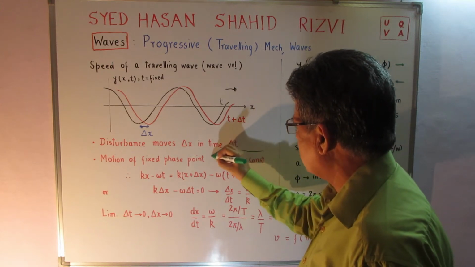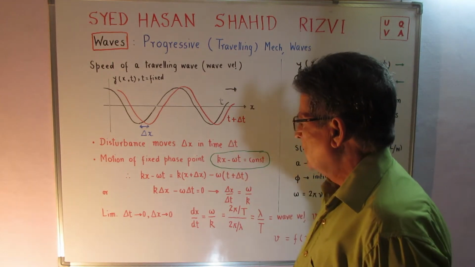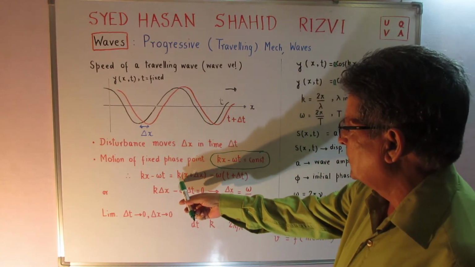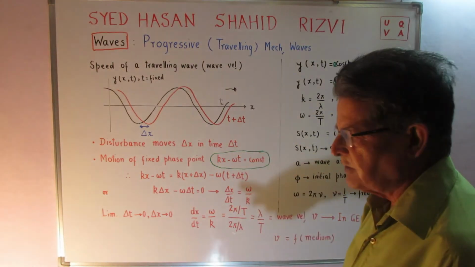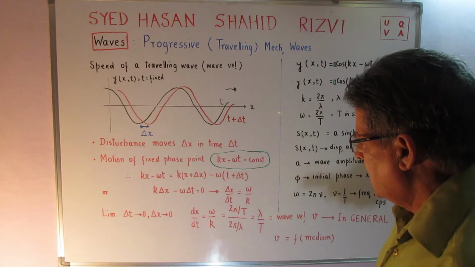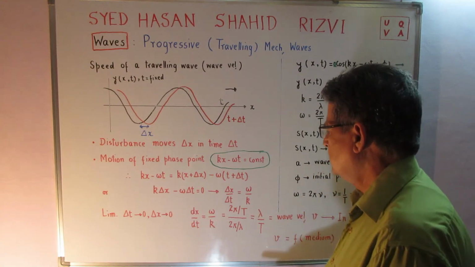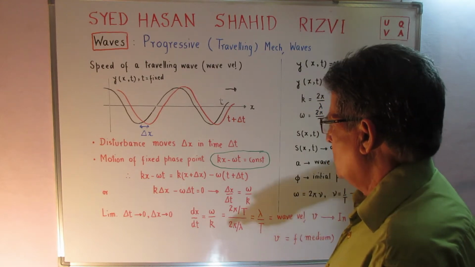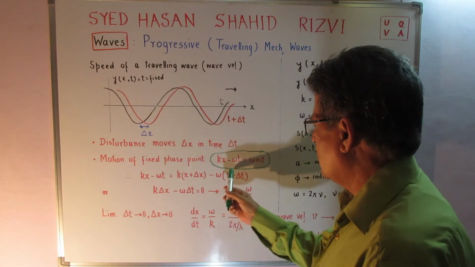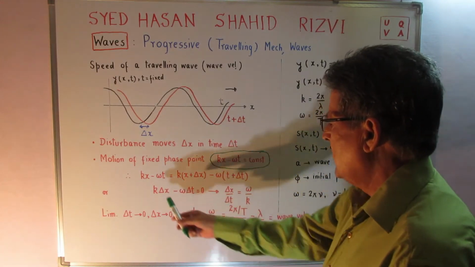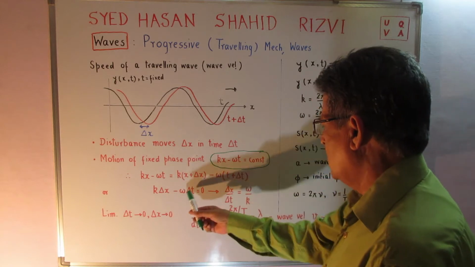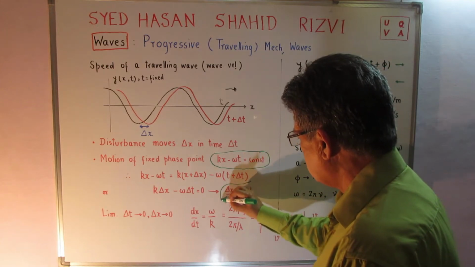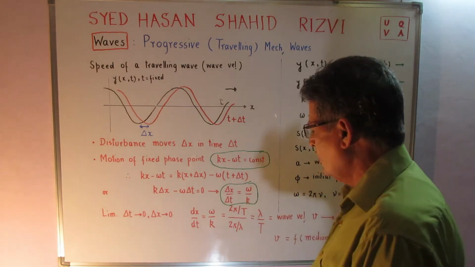So for the motion of a fixed phase point, kx − ωt is equal to a constant. So I can write that kx − ωt will be equal to k(x + Δx) − ω(t + Δt), two different values of x and t. So when you work it out, kx and −ωt cancel out each other, and what we are left with is kΔx − ωΔt is equal to 0, which gives us Δx upon Δt is equal to ω upon k.